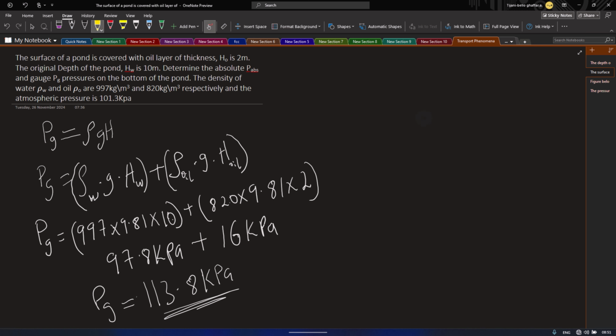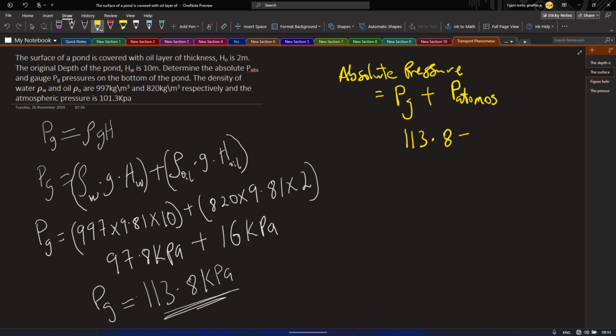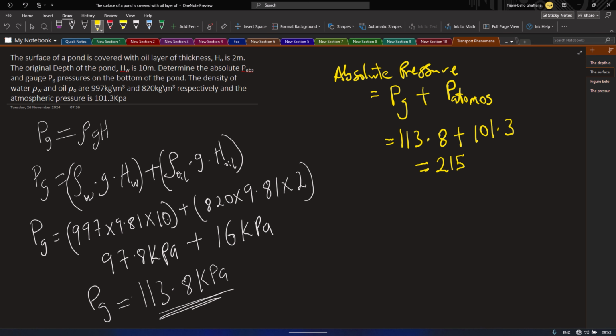And now for our absolute pressure, it is gauge pressure plus our atmospheric pressure. Our atmospheric pressure is constant, and we found our gauge pressure, which is 113.8 kilopascal. So 113.8 kilopascal plus 101.3 kilopascal. The sum is 215.1 kilopascal.